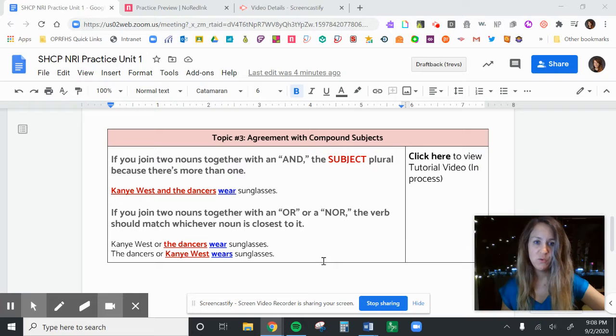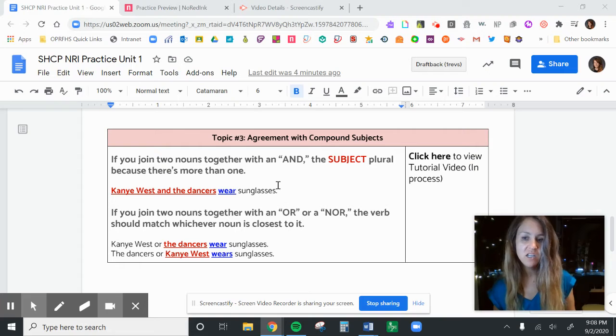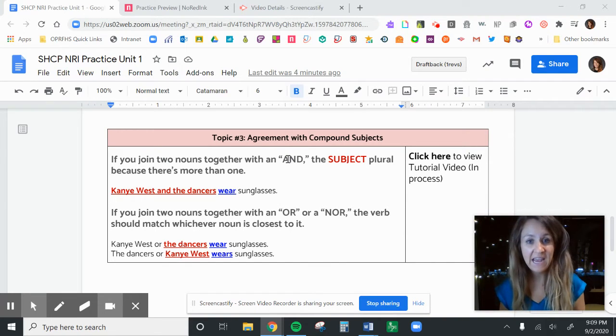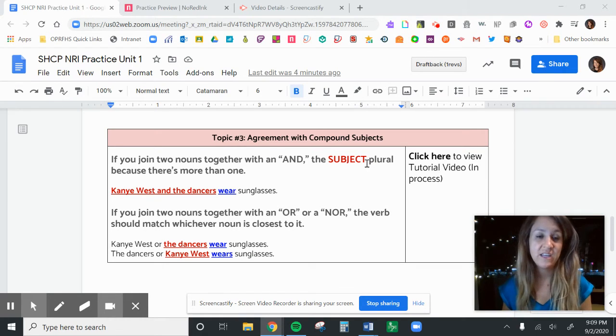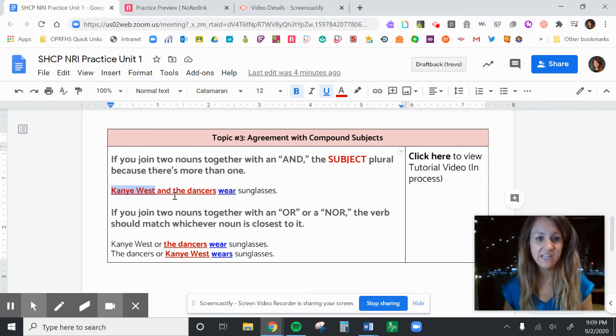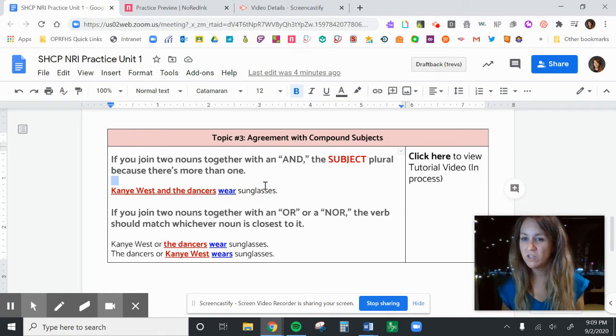The last thing we have to talk through is agreement with compound subjects. So that means if a subject is combined with an and, or if a subject is combined with an or. So there are two rules here. If you join two nouns together with an and, that means the subject is plural because there's more than one. So the example here is Kanye West and the dancers wear sunglasses. So even though Kanye West is singular, because he's combined with the dancers, we need to match it with a plural verb. So that's pretty straightforward. When you have more than one thing, that's going to be plural.